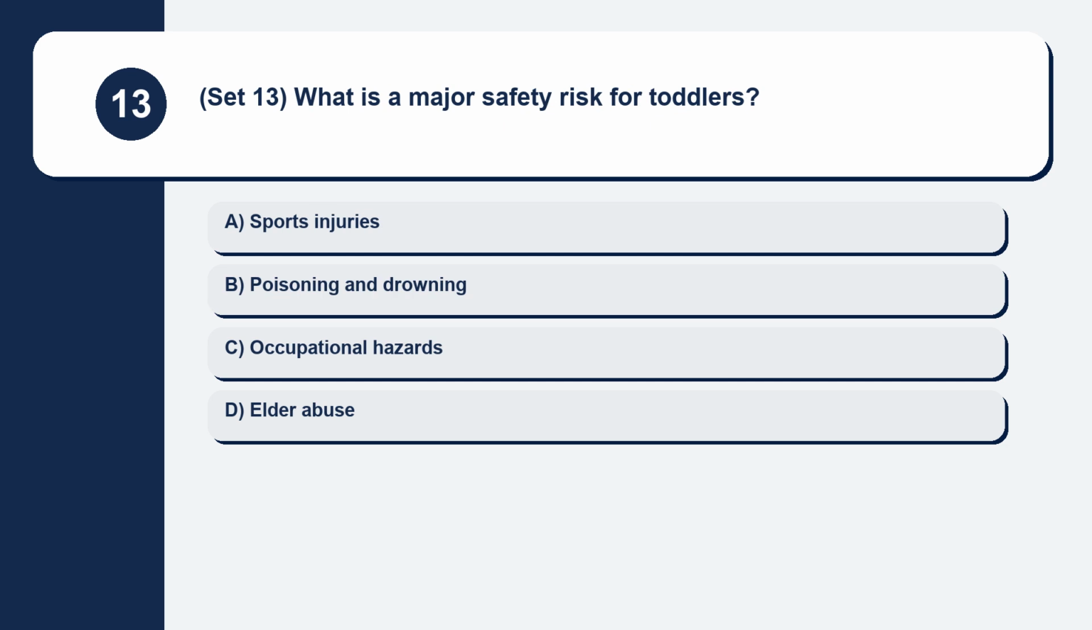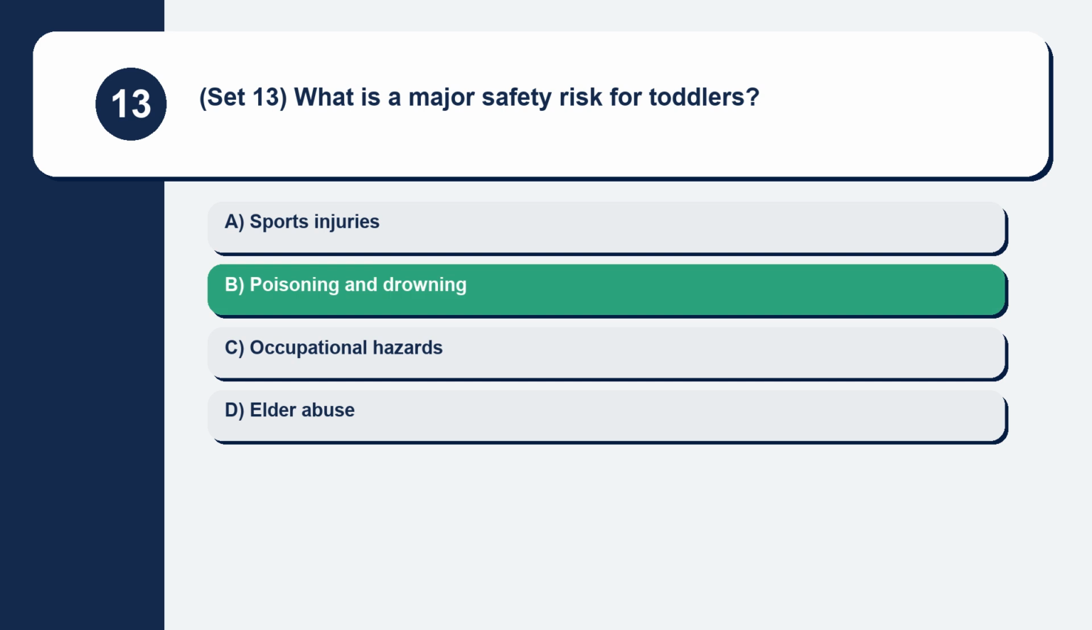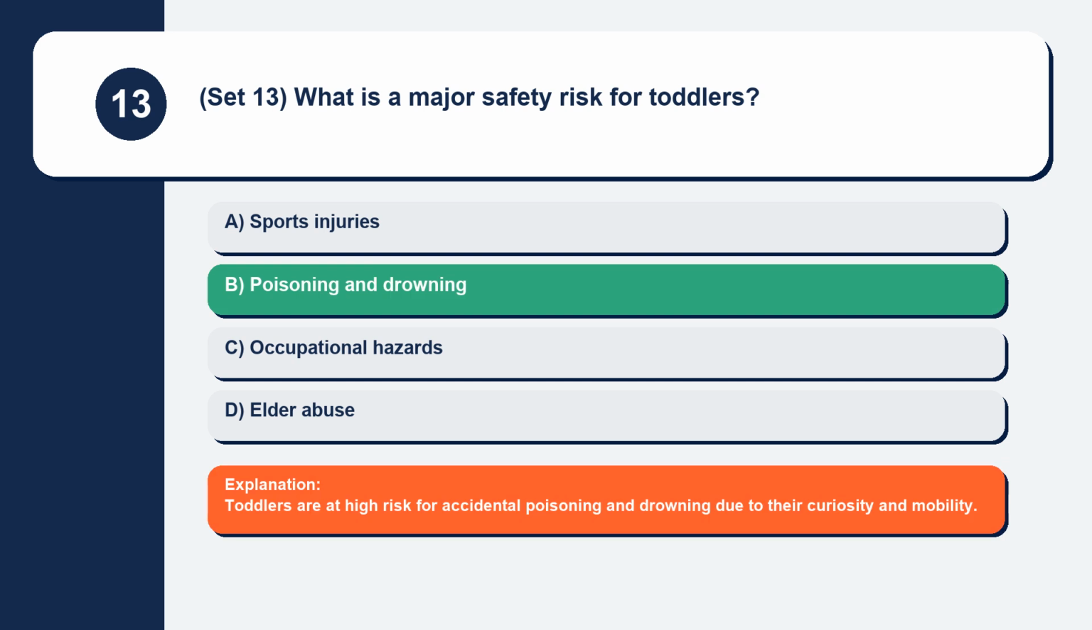Question 13. Set 13. What is a major safety risk for toddlers? Sports injuries, poisoning and drowning, occupational hazards, elder abuse. Toddlers are at high risk for accidental poisoning and drowning due to their curiosity and mobility.